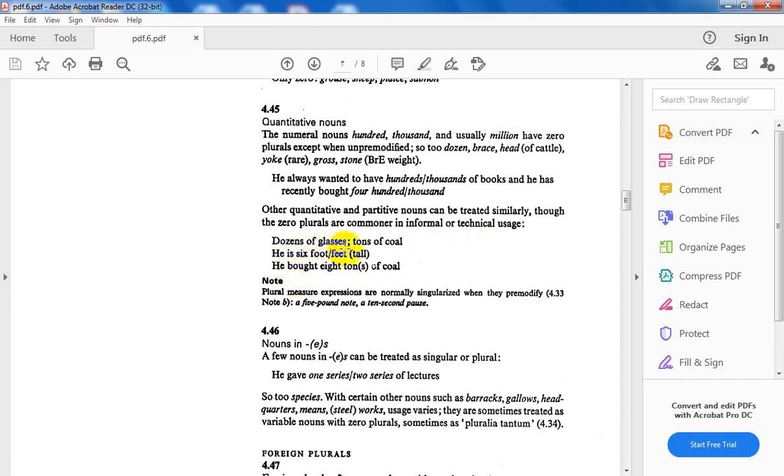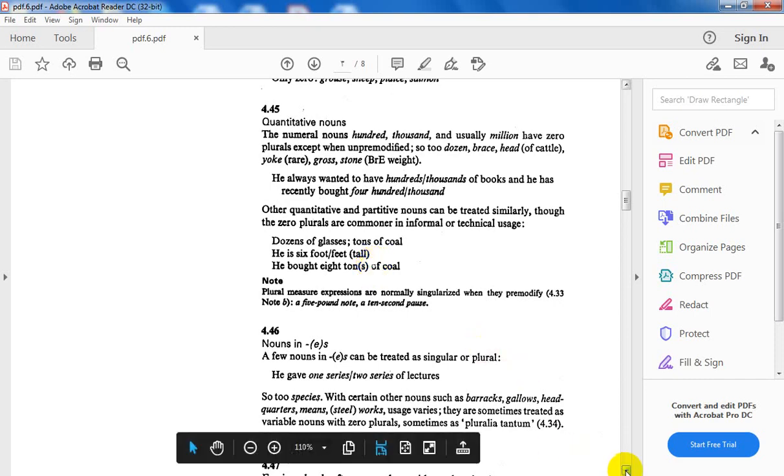Dozens of glasses. You see, dozens here is with regular plural. Why? Because there is no pre-modification before it. But when I say two dozen, it will be with zero plural. He is six foot or feet. Here, six foot with zero, and here with regular. He bought eight ton or tons. Of course, here both options are correct, depending on whether the context or the usage is informal or technical.